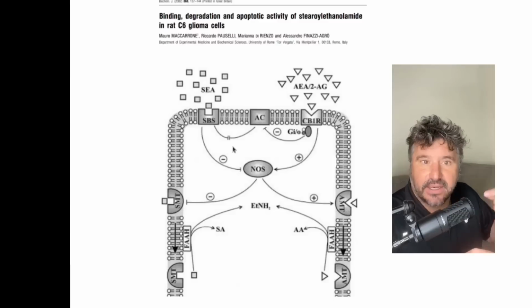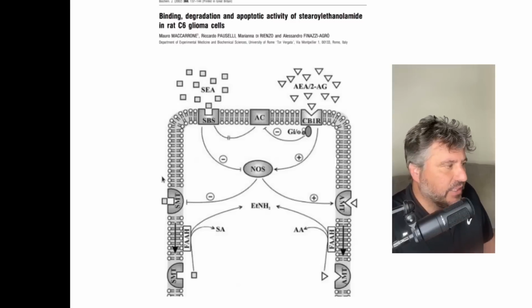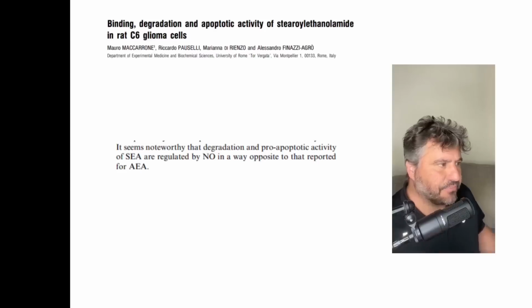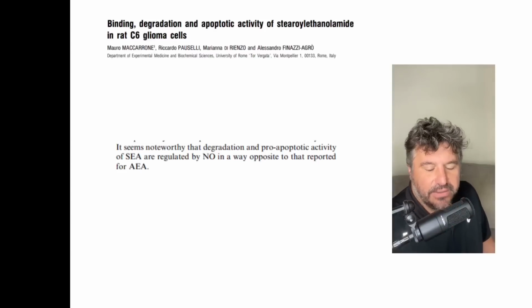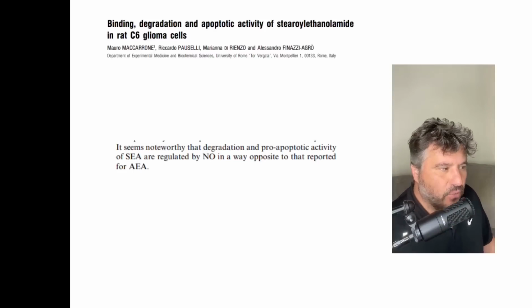So SEA has its receptor, and AEA and 2AG have their receptor, and they're having very opposite activity in these brain cells. And in the abstract, they conclude it seems noteworthy that degradation and pro-apoptotic activity of SEA are regulated by nitric oxide in a way opposite to that reported for AEA. And so in these rat brain cells, SEA is acting exactly opposite of AEA and 2AG.